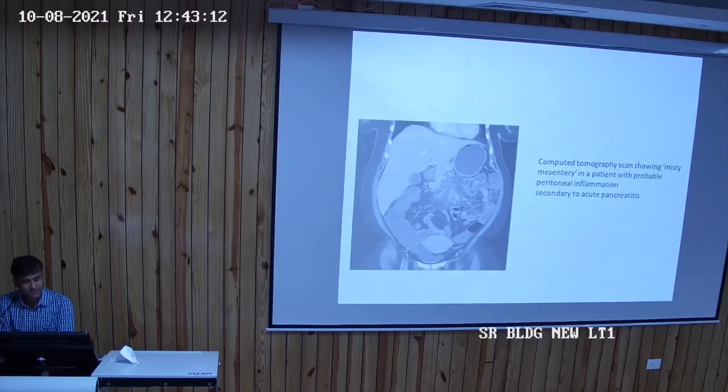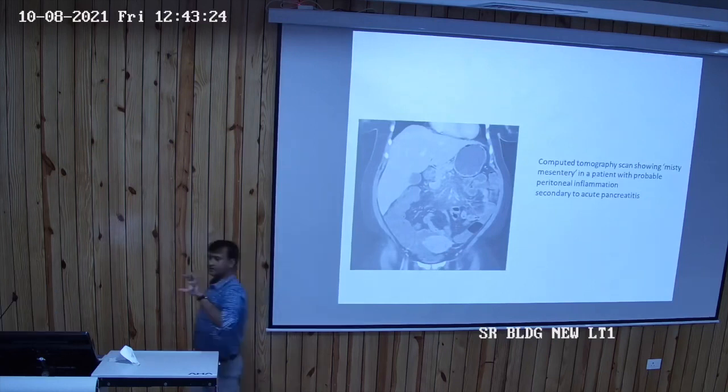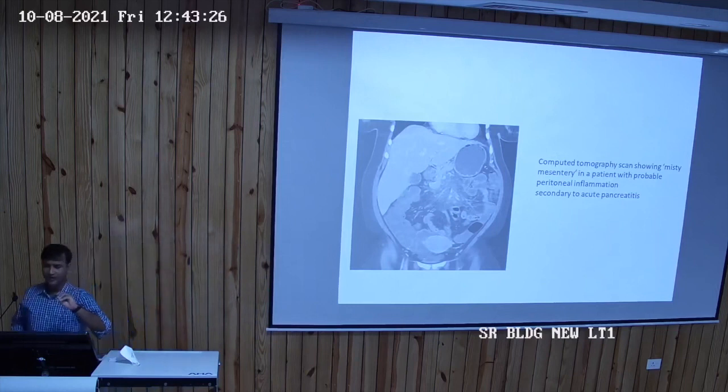This is a picture showing the mesentery. In the center, what you can see is fibrous, inflamed, and concentrated at one place. Otherwise, the mesentery is usually spread out like this. Here it is completely inflamed, fibrous, and located on one side.